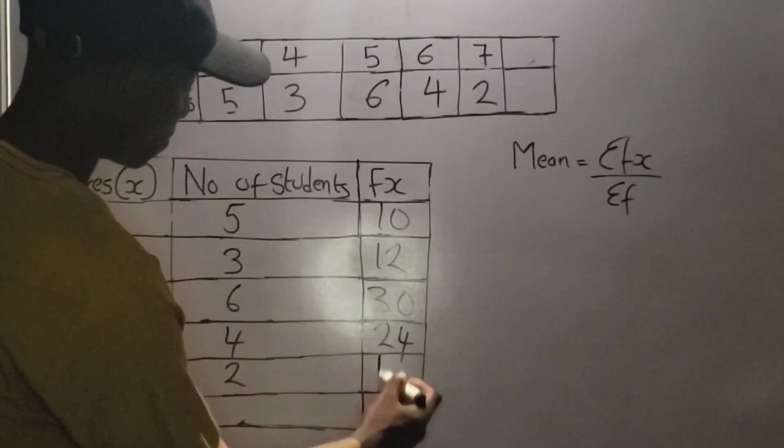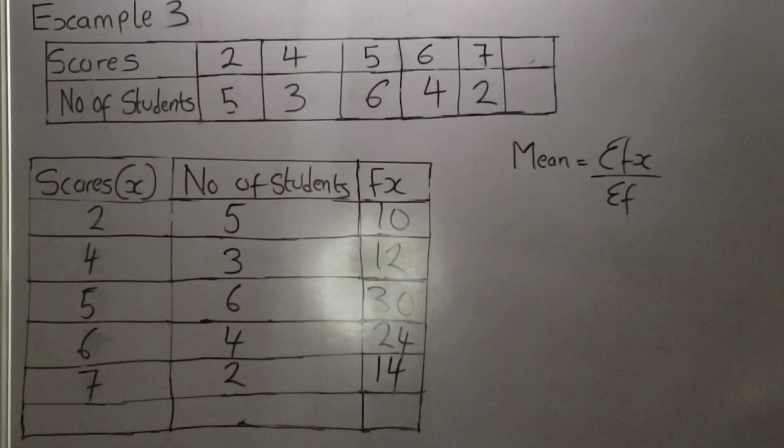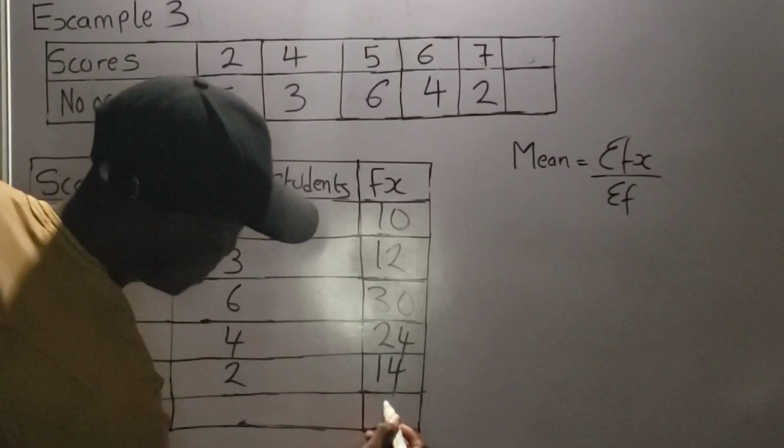Okay, so now according to the formula of mean, I still need to take the summation of all the values of fx. Are you getting it? Because mean is equal to summation fx all over summation f. So the summation of all the values of fx is when you add 10, 12, 30, 24 and 14 together. If you add all these values, you're going to get 90. So the value here will be what?